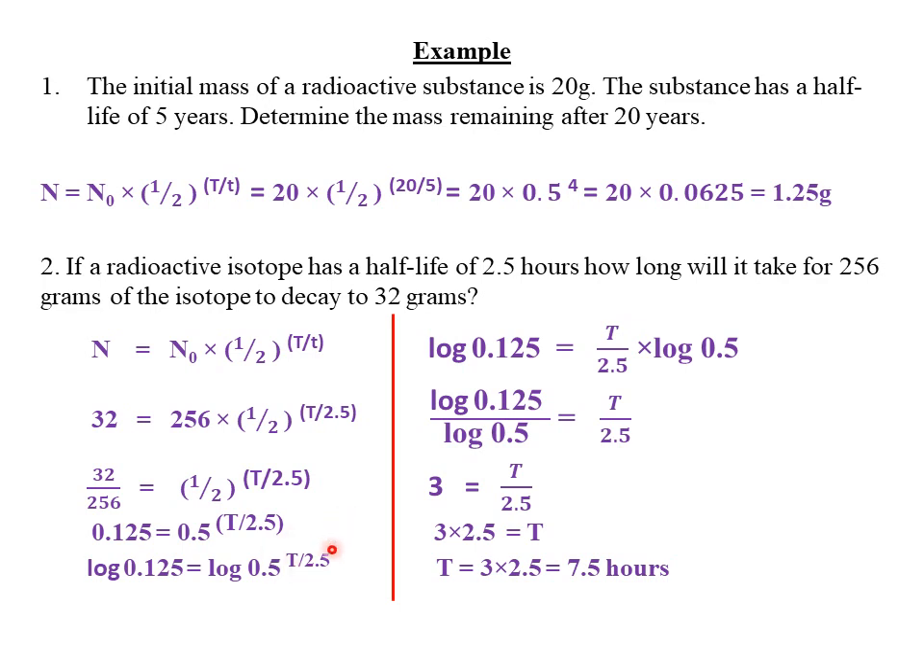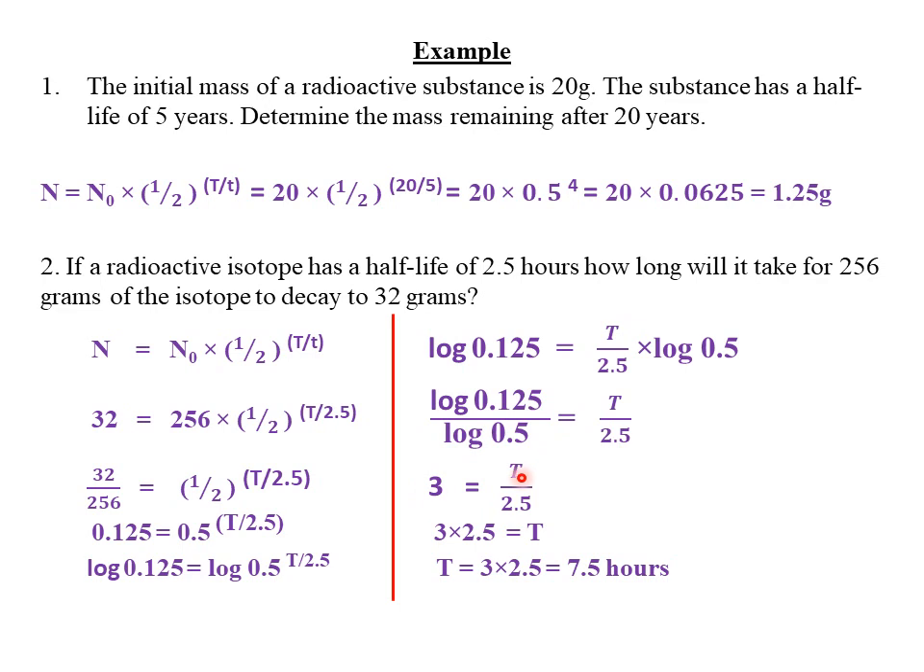Therefore, this will be the log of 0.125 being equal to, remember from the laws of logarithm, whenever you have a power, it can always pre-multiply the log. Therefore, t over 2.5 will pre-multiply this particular log. Therefore, I'll have t over 2.5 multiplied by the logarithm of 0.5. On dividing both sides by log 0.5, I'm going to get log 0.125 divided by log 0.5 being equal to t over 2.5.